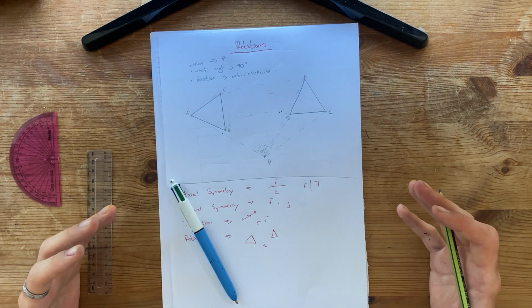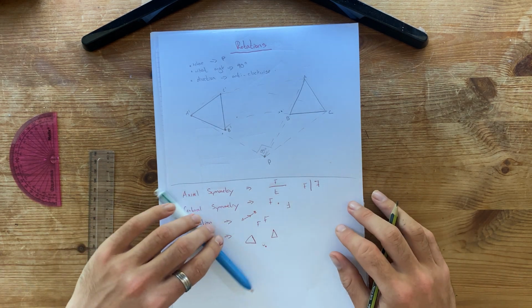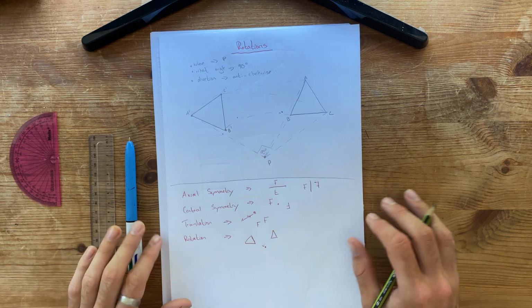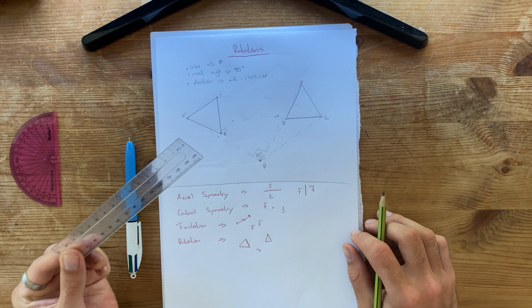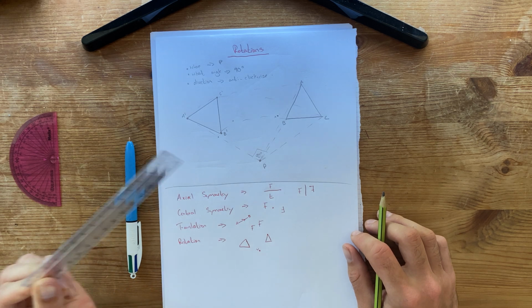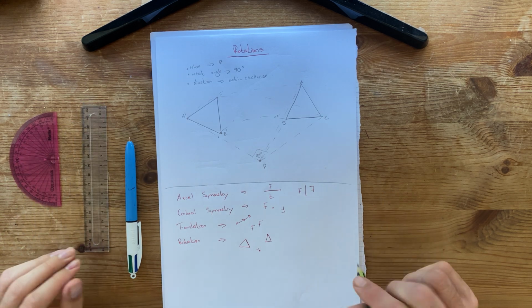So basically that's all of our transformation geometry that we need to cover at the moment. My biggest tips are to be careful with your ruler and make sure you're thinking through everything. Take your time and always measure afterwards.